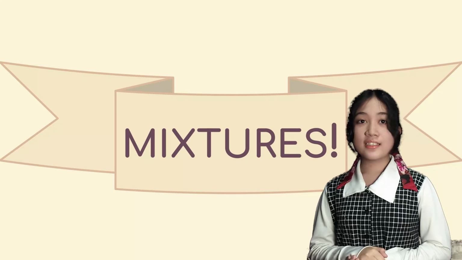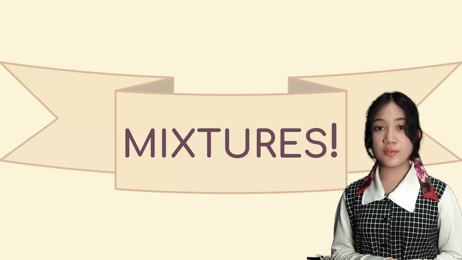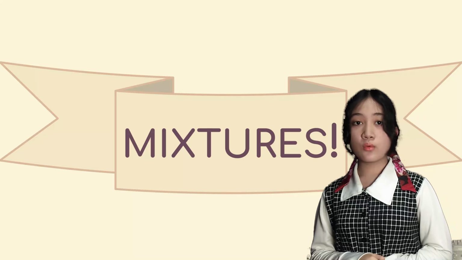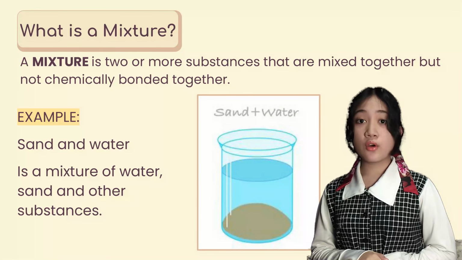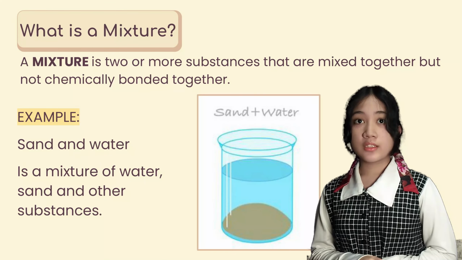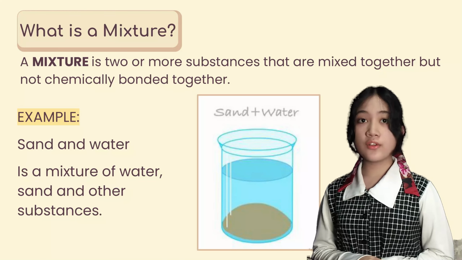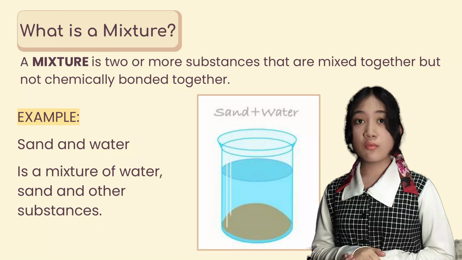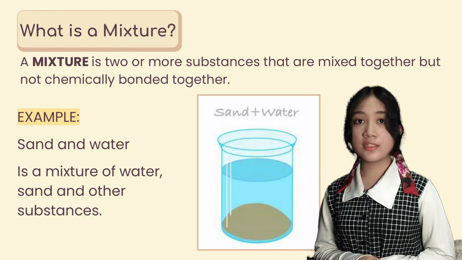Now, let's begin the lesson. We will start with mixtures. First, what is a mixture? A mixture is two or more substances that are mixed together but not chemically bonded together. For example, sand and water. Sand and water is a mixture of water, sand, and other substances.